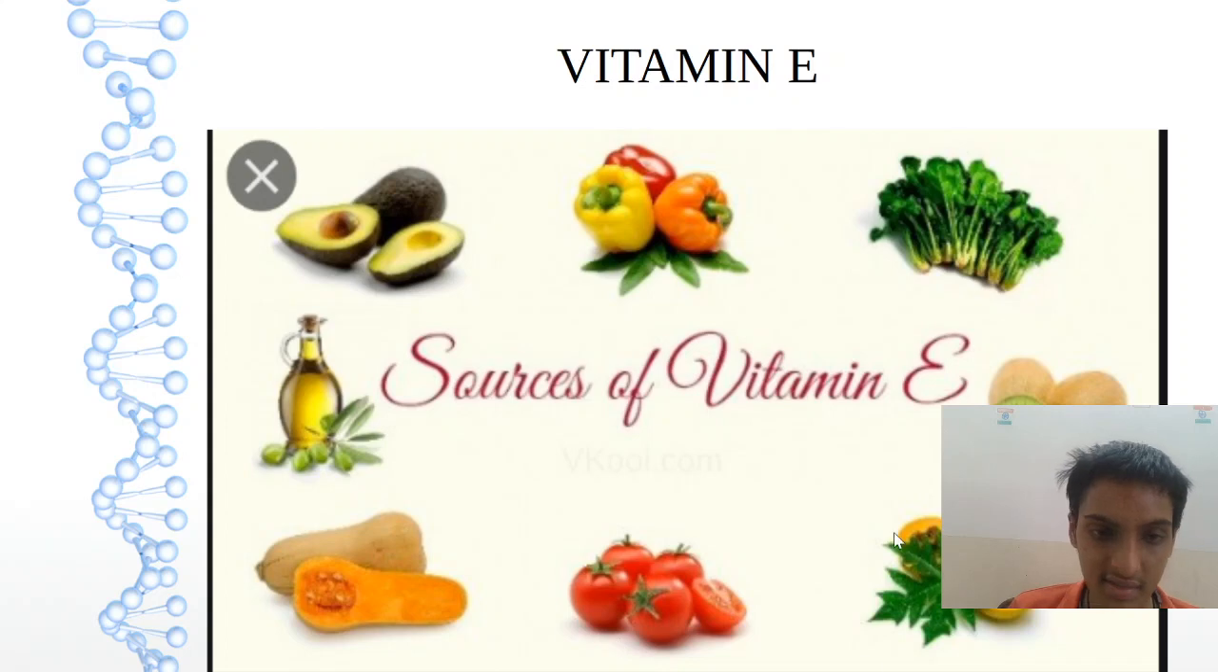Let's see the sources. Here we can see vegetable oils, papaya, tomato. This is a papaya, your tomato, vegetable oils, avocado, bell peppers, palakura. You're seeing palakura here, and this is your kiwi. Please don't write palakura in exam. It is spinach. It is just translation in Telugu. I told palakura. So briefly the sources you can see.